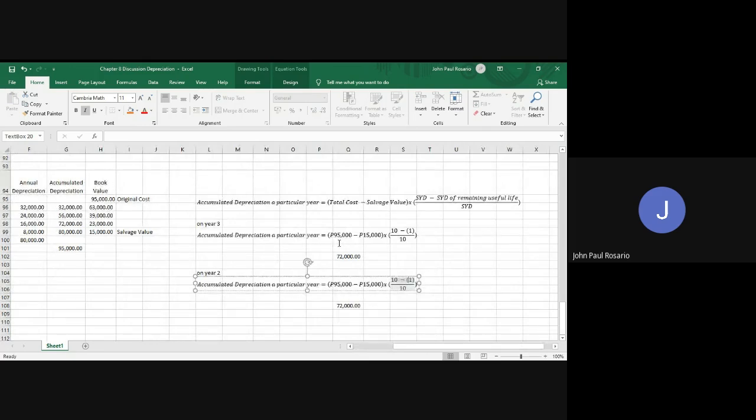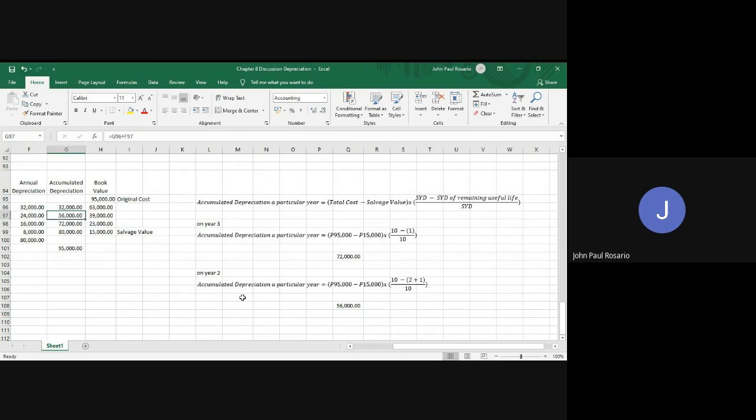Or like you can do it this way. At the end of year 2, how much is the accumulated depreciation? So meaning, 2 years have expired, and the original life is 4 years. So how much is the remaining useful life? Remaining useful life is 2 years. So it becomes 2 plus 1. Okay, so it is SYD again of remaining useful life. So with that, you'll get 10 minus 2 plus 1.